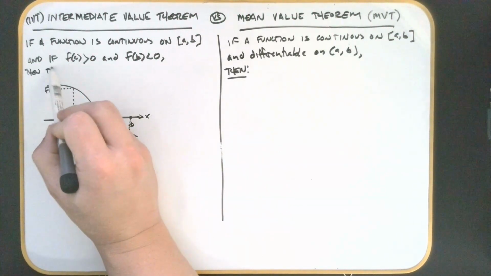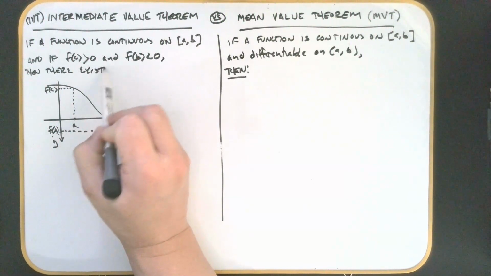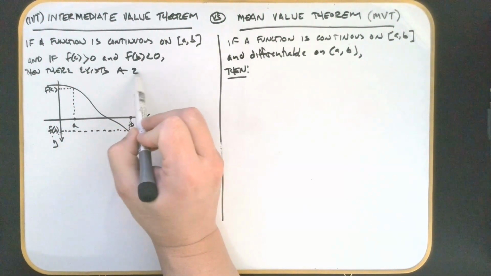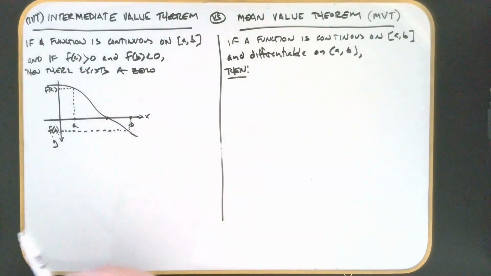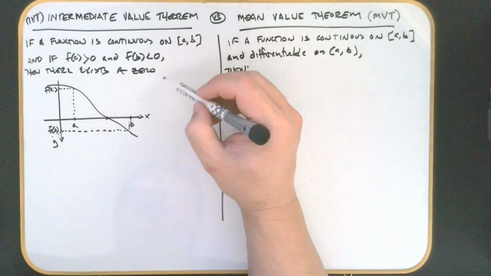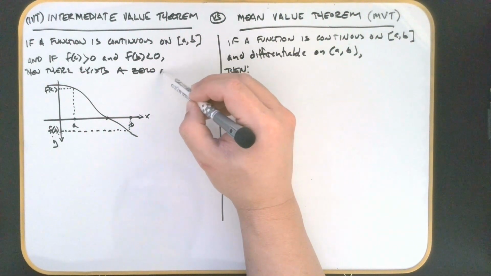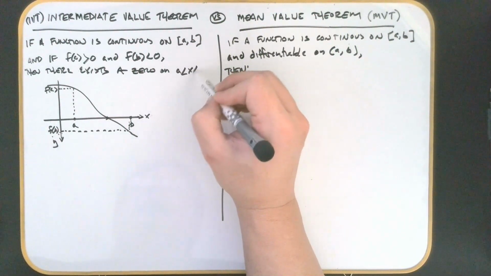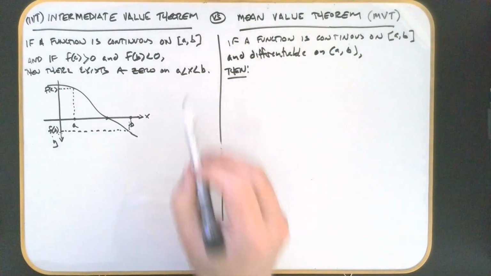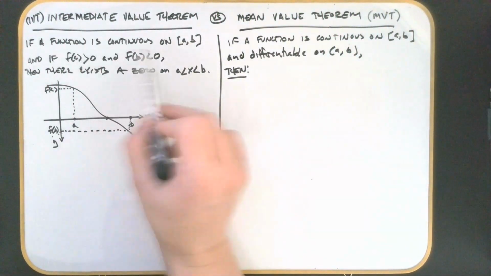Then there exists a 0, which you can see right there. There's my 0. There exists a 0 on the interval a is less than x is less than b. So the 0 has to be in the x interval a to b, if f of a is positive and f of b is negative.